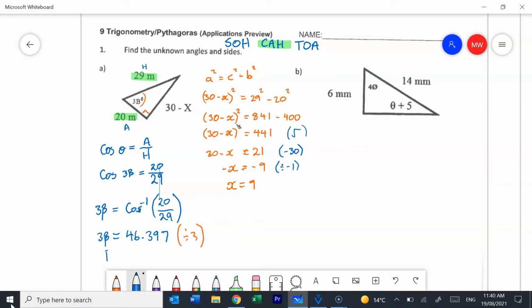And all we'll be left with is b, and that divided by 3, which I think works out to be about 15.47. And if we have units, sorry, it's degrees as well, because we're into an angle here.